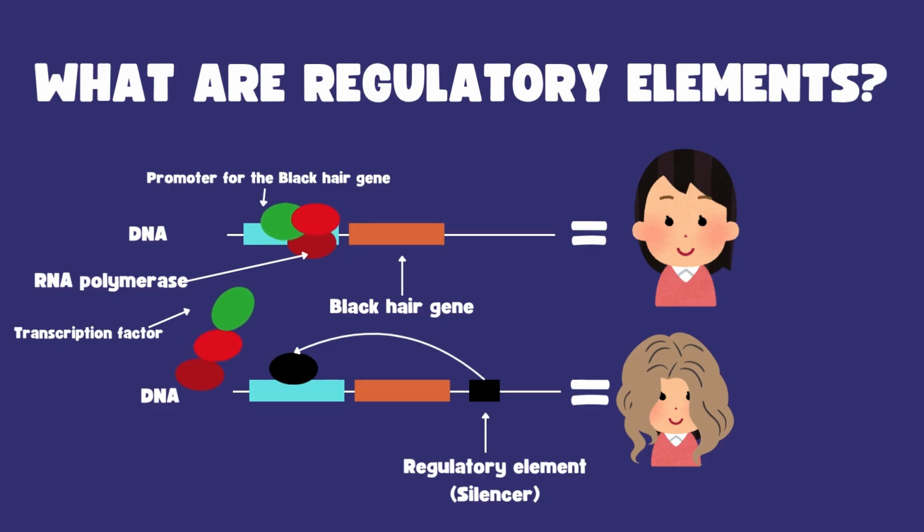A transcription factor is a protein that binds to help RNA polymerase recognize and transcribe the gene. In this case, this works perfectly fine. But when there's a regulatory element seen here, which will be a silencer for our model, it actually binds onto the promoter and prevents the transcription factor from working.